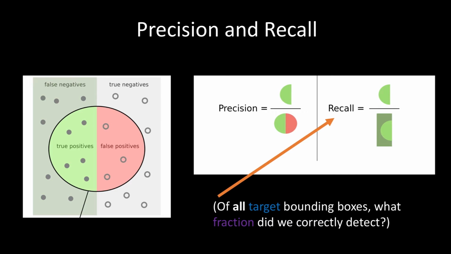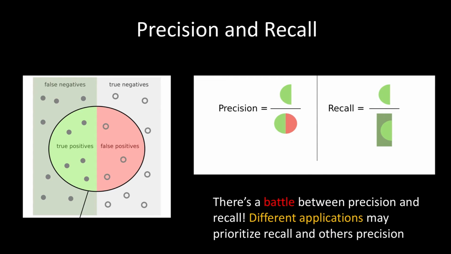As you can see, these are 2 very different metrics, and there's sort of a battle between precision and recall. Different applications may prioritize recall, and others might prioritize precision. Let's just take self-driving cars as an example. In that application, they probably prioritize not missing any pedestrian.